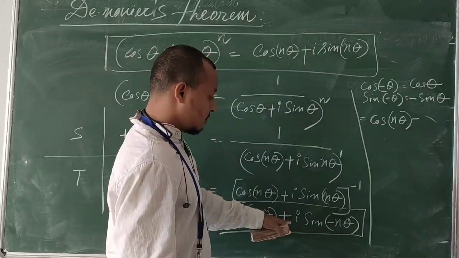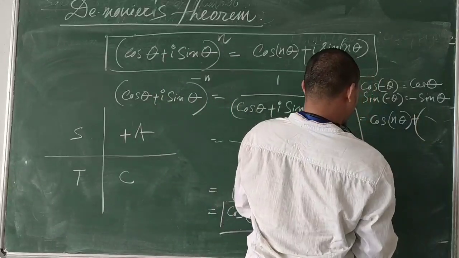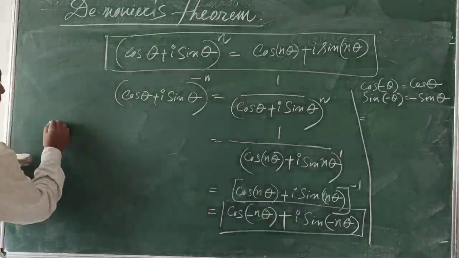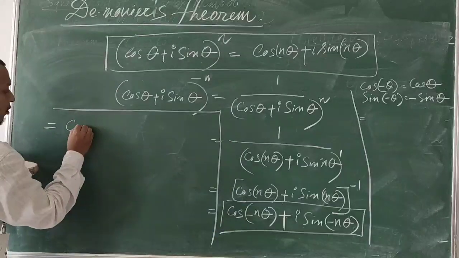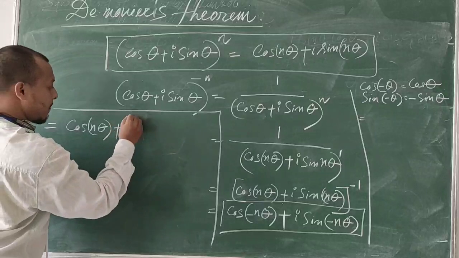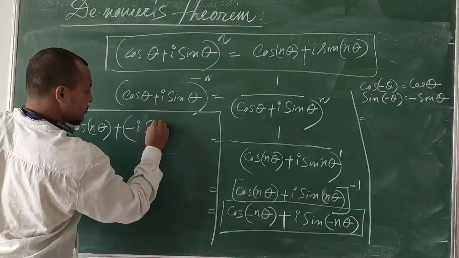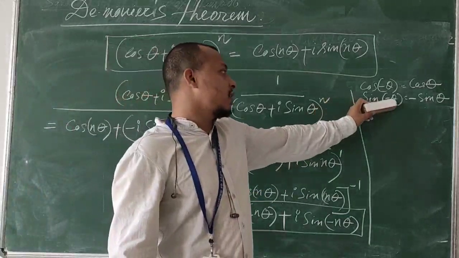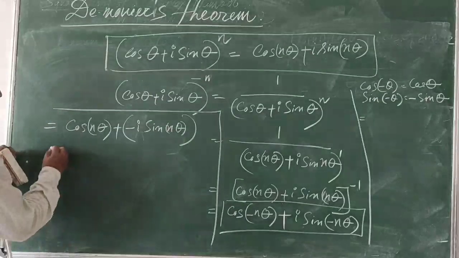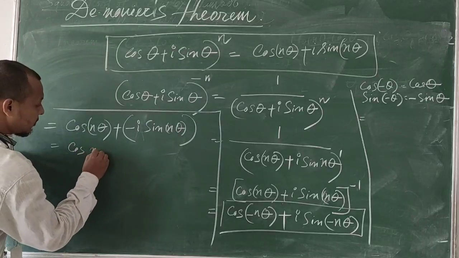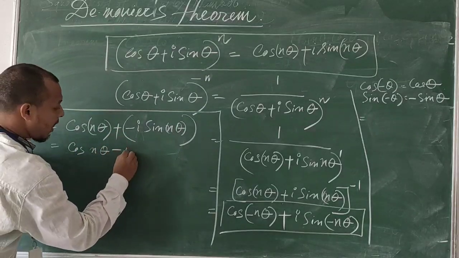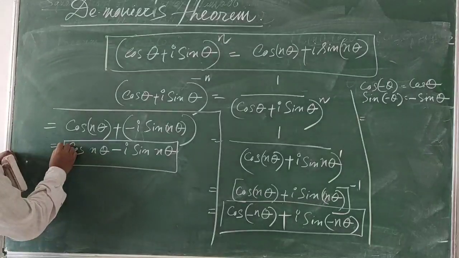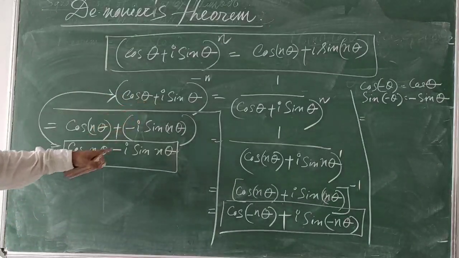I will write here better. Cos of n theta plus what? Minus i of sin n theta. Okay, because we know that sin of minus theta is equal to minus sin of theta. This is an odd function. So cos of n theta plus and minus i into sin of n theta. This is our final answer for what? For this one, this is the final answer.